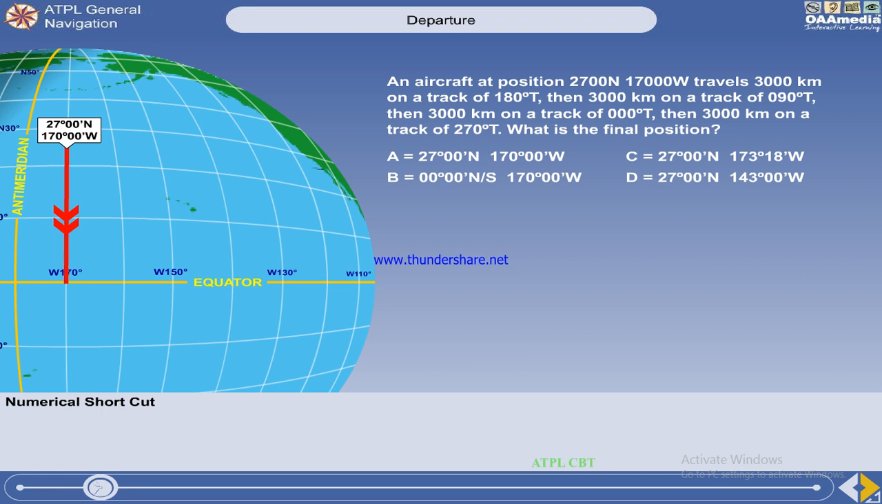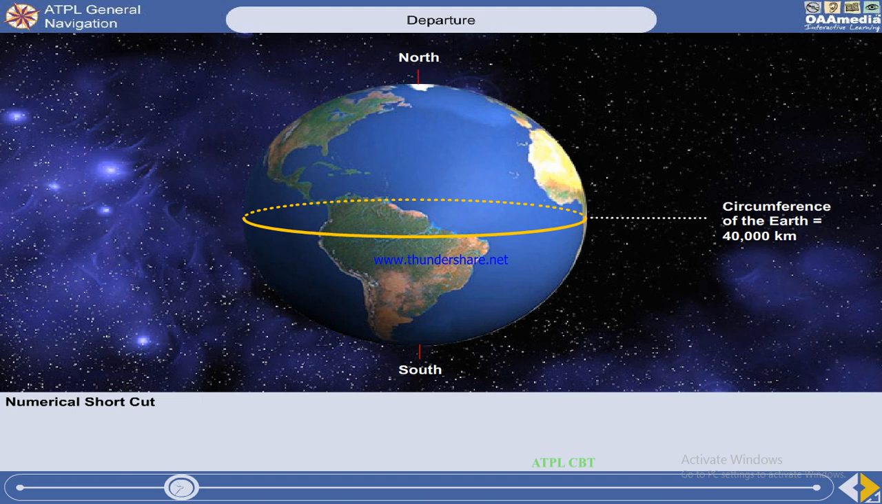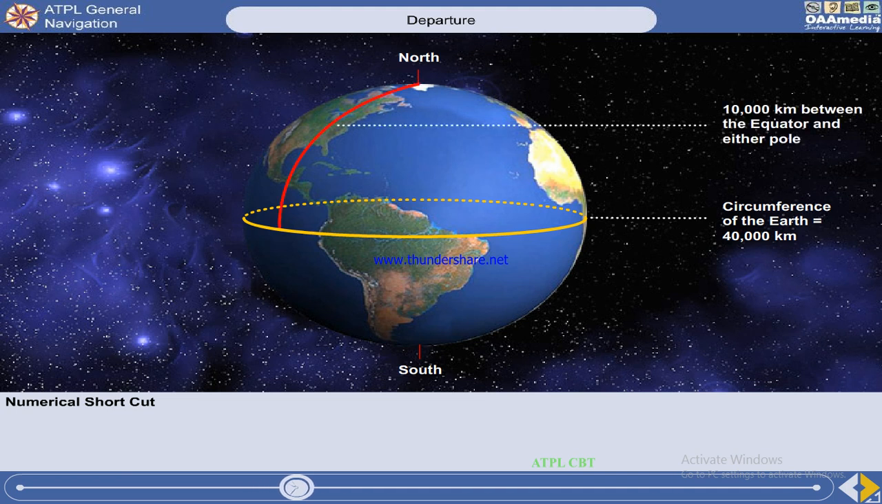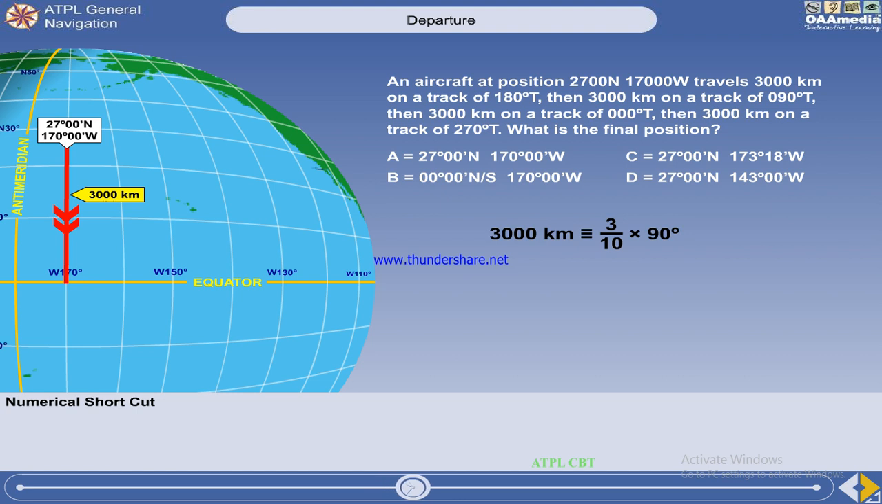The clue came with the information that the leg distance was 3,000 kilometers. You should remember that the circumference of the Earth is 40,000 kilometers, and that 10,000 kilometers is 90 degrees of latitude, so 3,000 kilometers will be 3/10 of 90 degrees, which is 27 degrees. The examiner chose this distance for a purpose. It was to place part of the calculation at the equator to keep it simple.